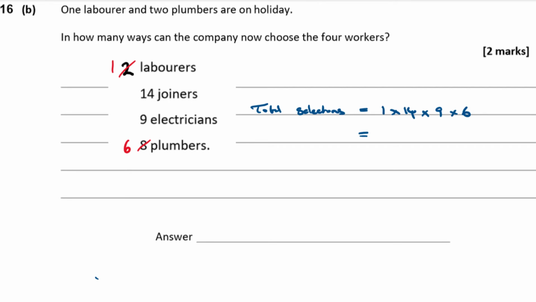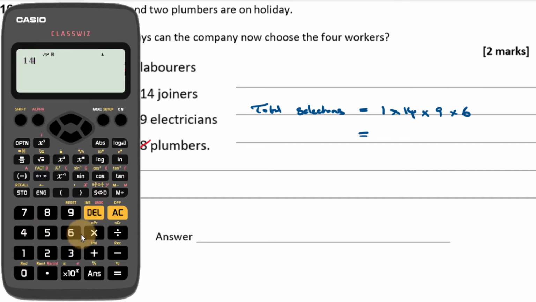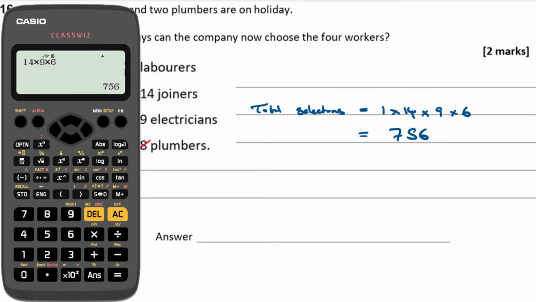Okay, so I suppose you don't really have a choice for labourers. There's only 1. That's why multiplying through by 1 doesn't change anything. So 14 times 9 times 6, then that comes out to 756 different ways now. Okay.